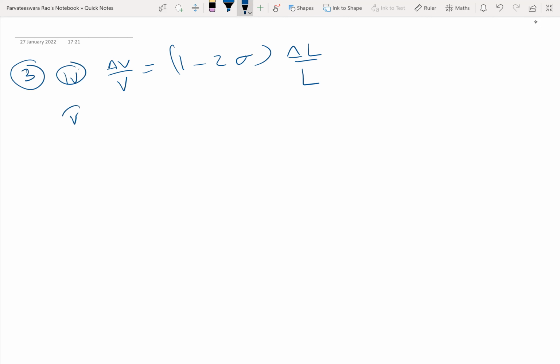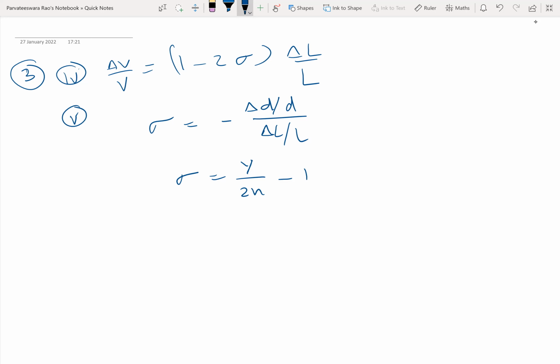So, from the formula, sigma is equal to minus of delta D by D by delta L by L. Correct? Yes, sir. And we can get sigma equal to Y by 2N minus 1. What is Y? Young's modulus. N is the rigidity modulus. Poisson's ratio, Young's modulus and rigidity modulus are related by the formula sigma is equal to Y by 2N minus 1.